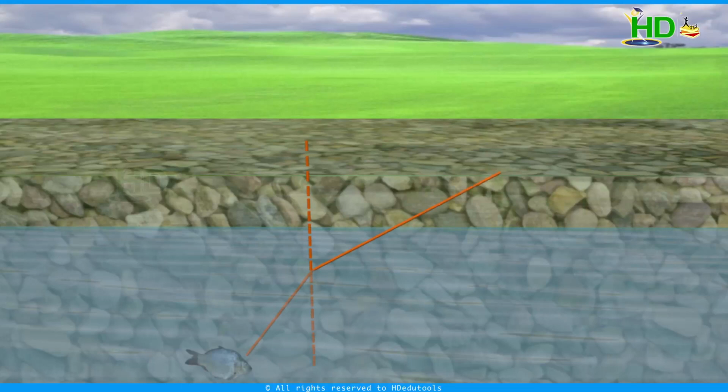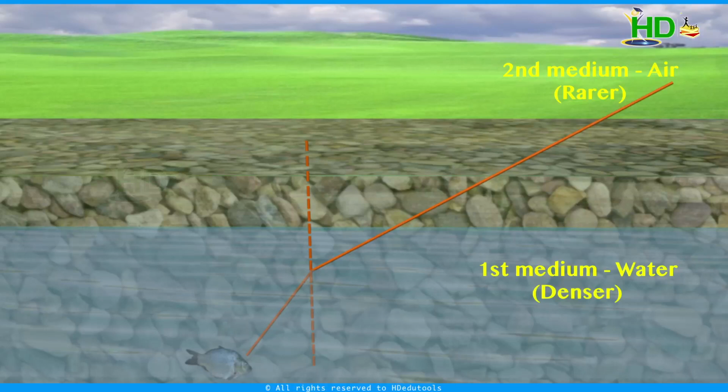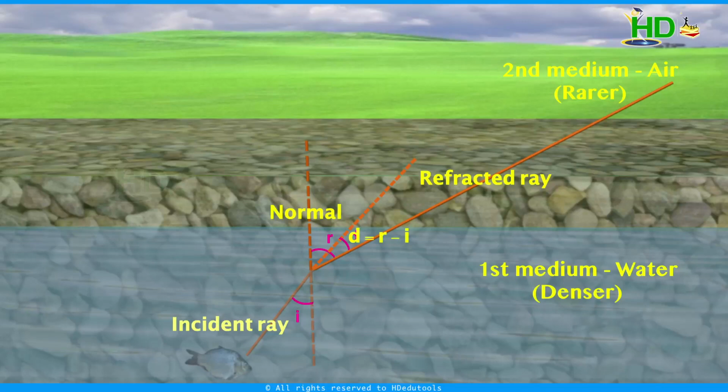Similarly, when light enters from denser to rarer medium, now this is denser and this is the rarer medium. In the denser medium, the velocity of light is less. In the rarer medium, the velocity of light is more. In this case, it bends away from the normal as we are seeing in the figure. This is the incident ray. At this point, we draw a normal and this is the angle of incidence, the angle between the incident ray and normal. And this is the angle of refraction, the angle between normal and refracted ray. And this is the angle of deviation. In this case, the angle of deviation is R minus I.